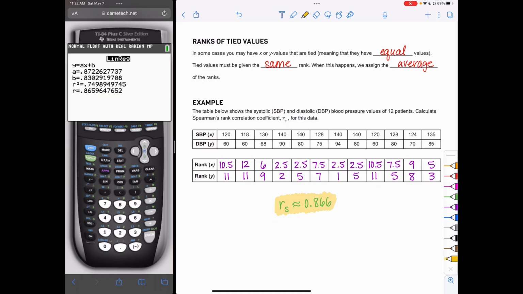Remember, it does not have to be linear or non-linear. It does not matter. We're only focused on the direction. This is not Pearson's. So if you have any questions on Spearman's rank correlation coefficient, please let me know and have a great day.